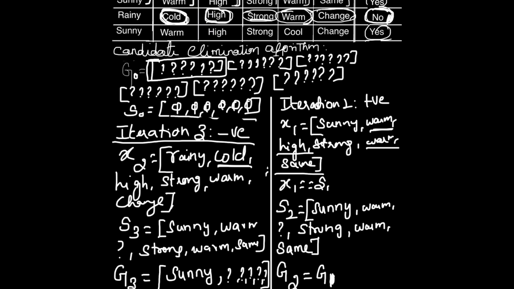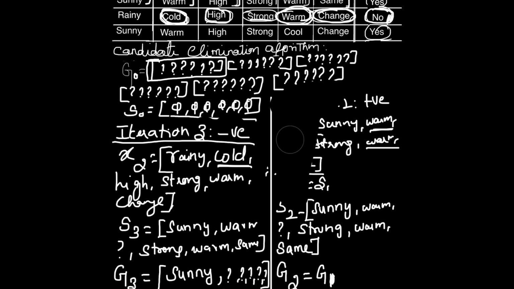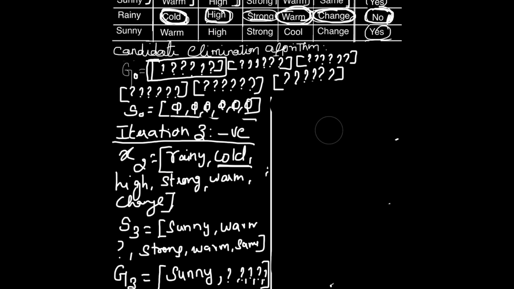And here it is warm. So we have to check this warm with the other values. The other 2 samples also have the same warm. So I'll be writing a question mark. And next is change. So we'll check with the 2 sample values. It has another value, other than change, called same. So that value should be replaced here. And same. So now I am done with the general hypothesis and specific hypothesis.